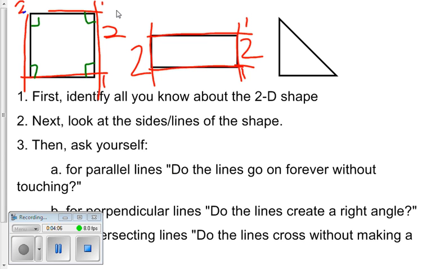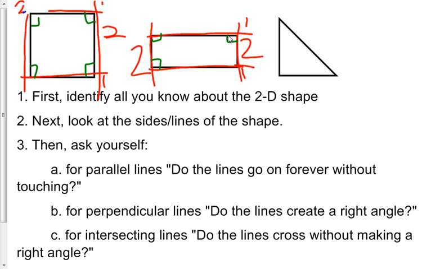Okay, so we left off doing the perpendicular lines with the rectangle, and there are right angles in the rectangle. So if there's right angles, what does that mean again, Jordan, for the lines? Perpendicular. Okay. And finally, we're going to do the triangle, and the rectangle doesn't have intersecting lines either.